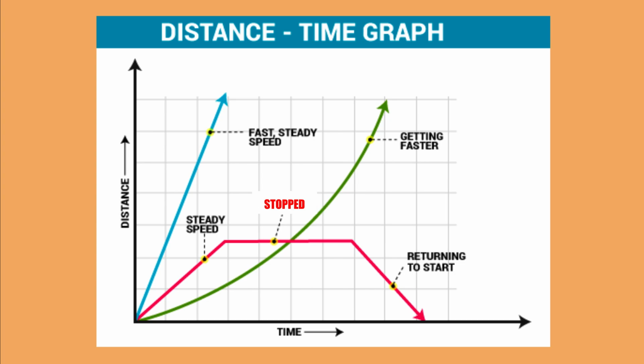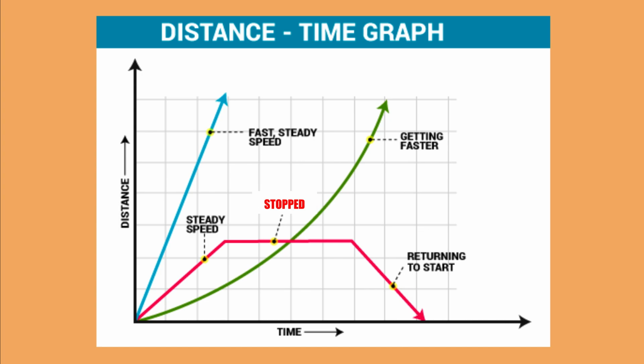Here's another review of all the possible lines you might see on a distance time graph. So if the line is straight, remember that is a steady speed. If the line is curving in any way, that means it is changing speed, meaning it's going to get faster or slower depending on which way the line is curving.